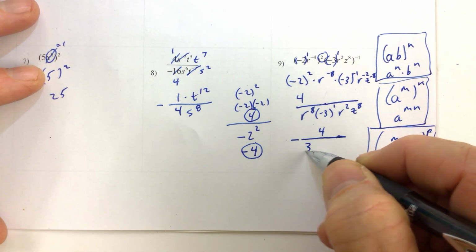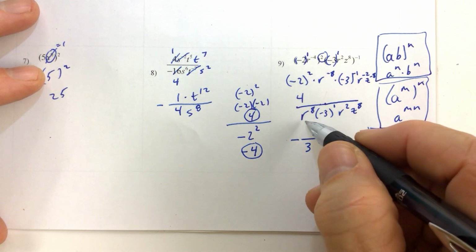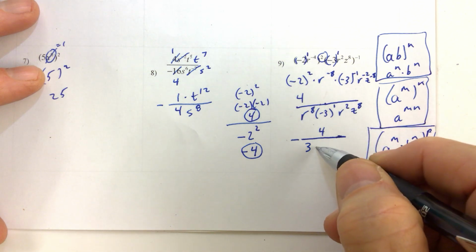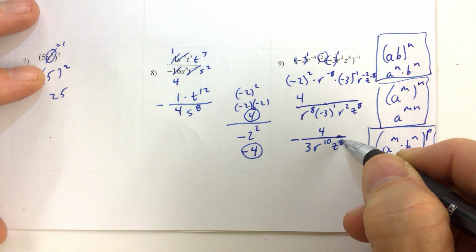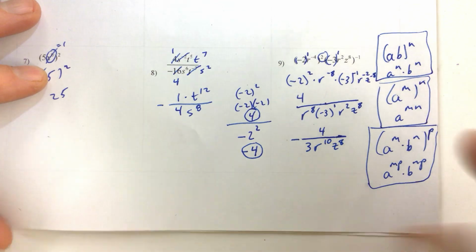Then we have the 3 downstairs. So we have r to the 8th times r to the 2nd. That's r to the 8 plus 2, which is 10. Then we have z to the 8th. And that is the best way to write that.